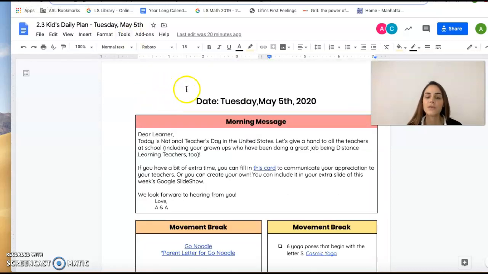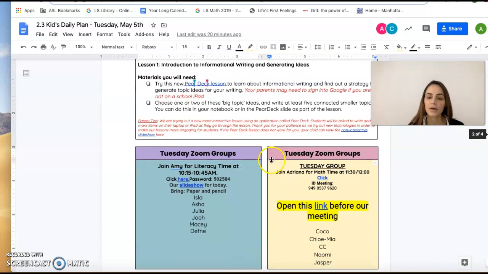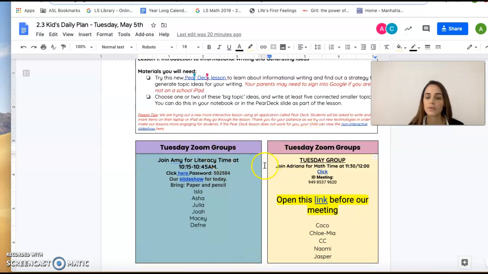Today we're going to be reviewing how to access the new tool that we're going to be using, something that's called PerDeck. It's very good because I can give you feedback and I can help you more in math. So first thing you need to do is to go to the daily lesson plan, the day that we have the Zoom meeting. Then you're going to scroll down until you see Zoom groups. You have one that has the information for literacy to work with Amy, and you have another one that is for math. So you have two links.